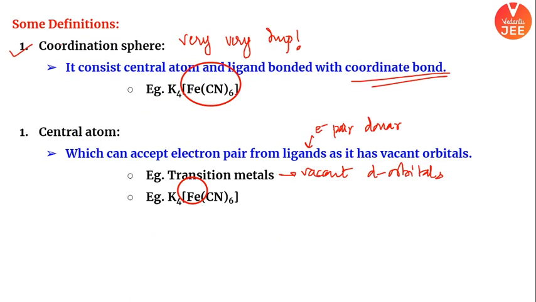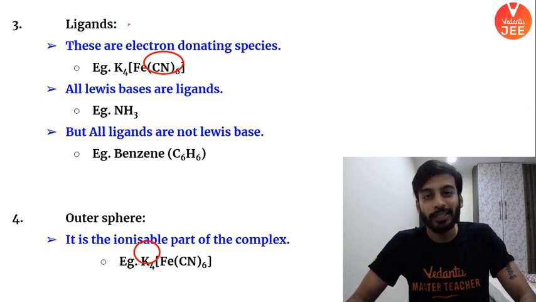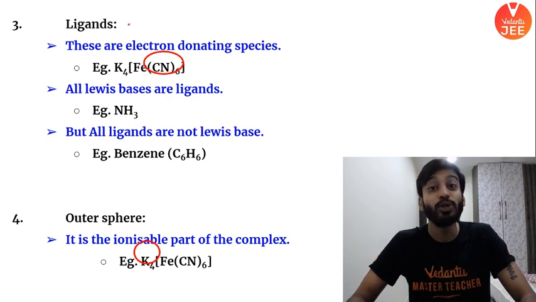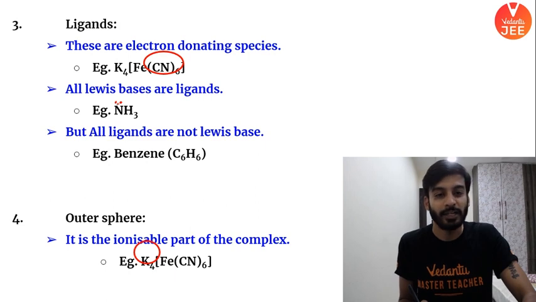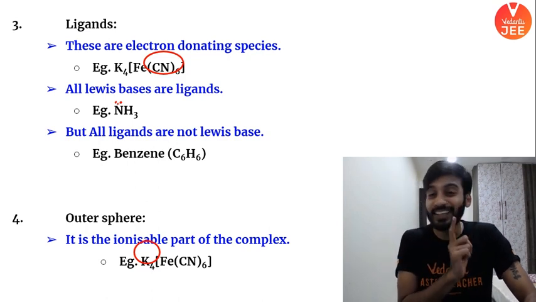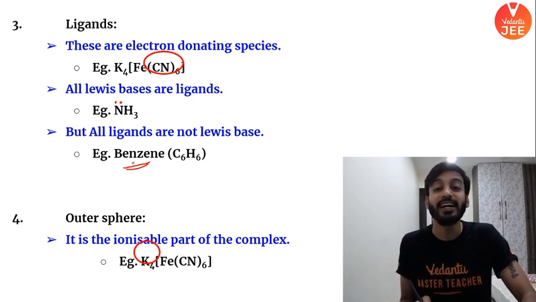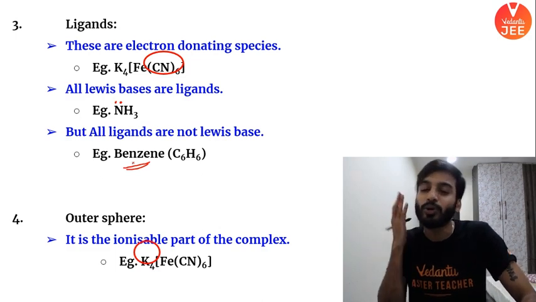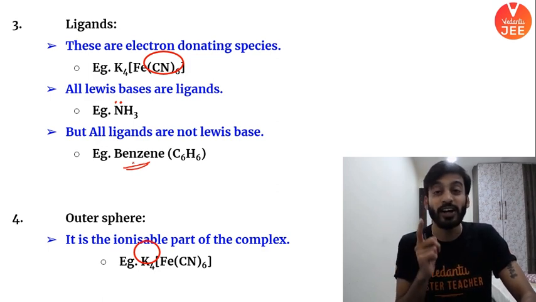Next definition, ligand. Second one is ligand. What is a ligand, beta? Ligand is something which can donate an electron pair to the central atom, and of course it must have an electron pair on it. So Lewis bases are actually good ligands. Example, ammonia. Ammonia has a lone pair on it, so it can give this electron pair to the central atom. All Lewis bases are ligands, but all ligands are not Lewis bases. For example, benzene. Benzene does not have any electron pair on it, but still it acts as a ligand. So we don't have to learn that only if it is a Lewis base will it be a ligand. No. There are many examples in the literature which we shall see in the coming lecture that can also function as ligands.